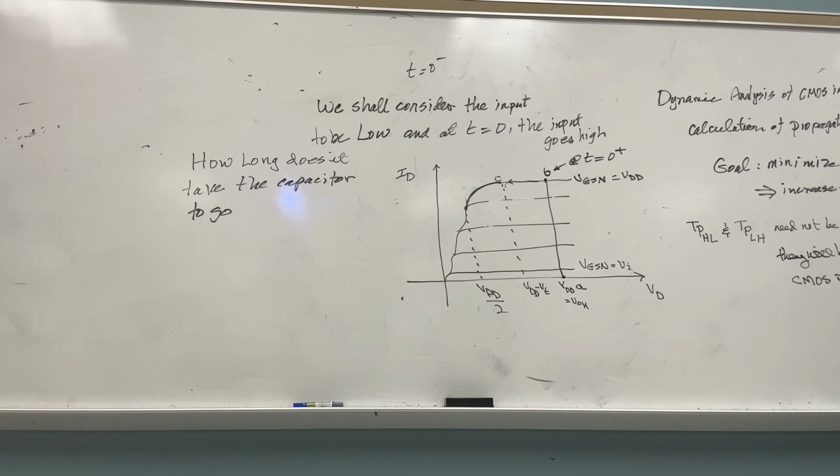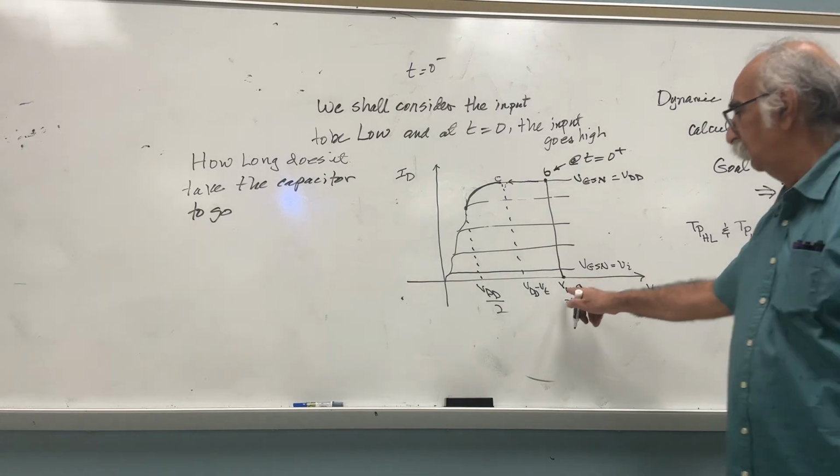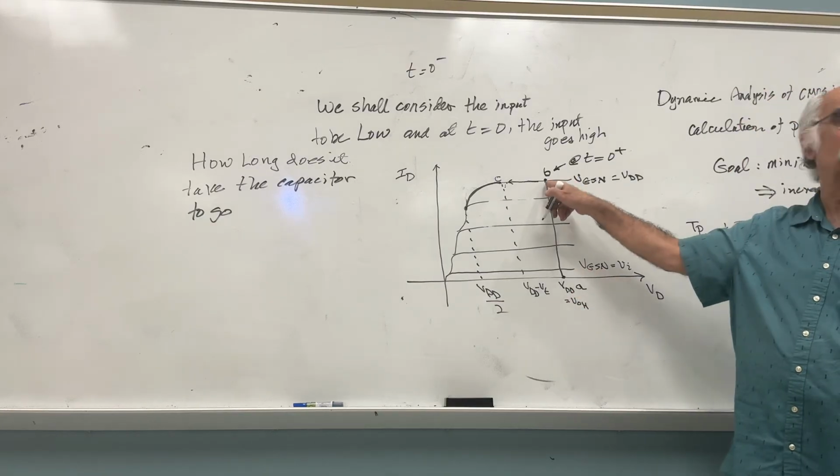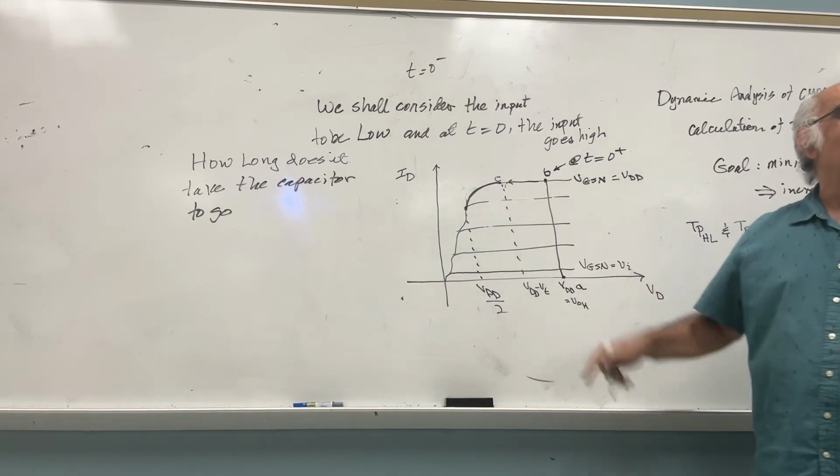The voltage across the capacitor cannot change instantaneously. Rings a bell or no bell? The current can change instantaneously, but not the voltage. Clear? What was the voltage here? VDD. What is the voltage here? VDD. You follow me or not?